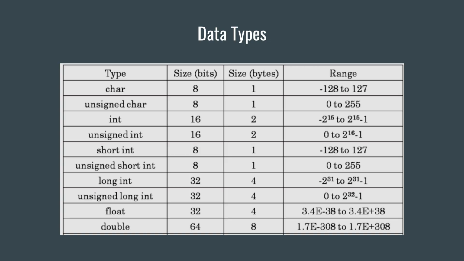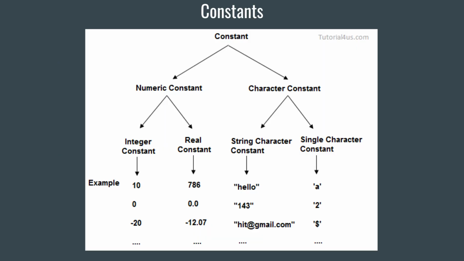For example, char usually takes 1 byte, int takes 4 bytes, as you can see on your screen for all the data types. Our next topic is constants. Values that don't change and are fixed are called constants. There are two types of constant, numeric constant and character constant.